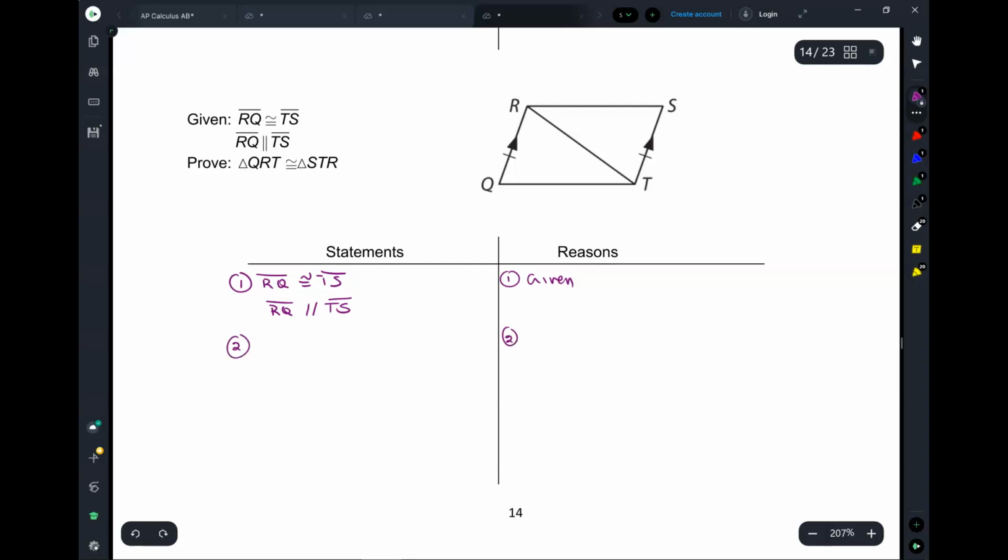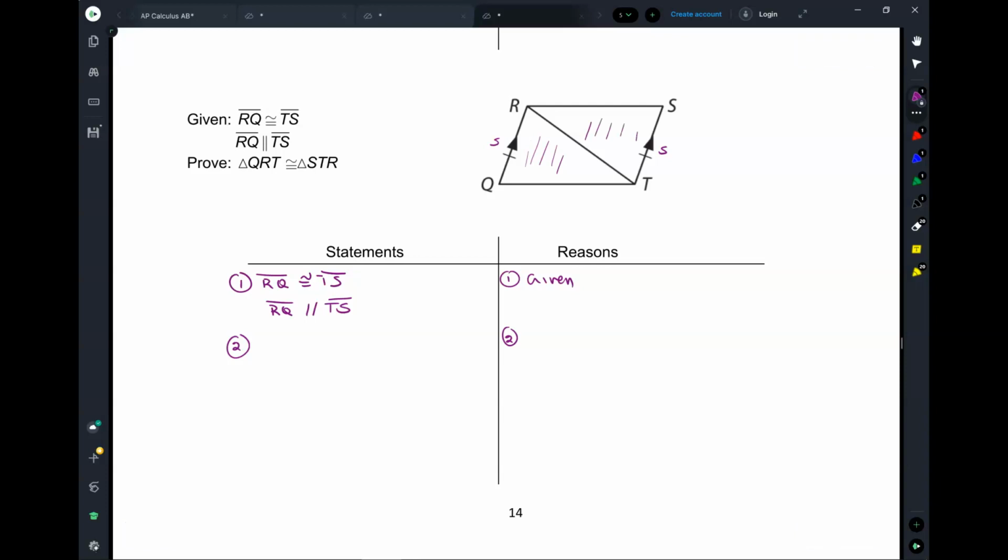When they tell you that two sides are parallel, or two lines or segments are parallel, they always want you to look at alternate interior, consecutive interior, alternate exterior, one of those angles, okay? They don't just tell you that for free, like for nothing. There is a reason. So, what do I have here? I have sides. I need to prove QRT is congruent to STR.